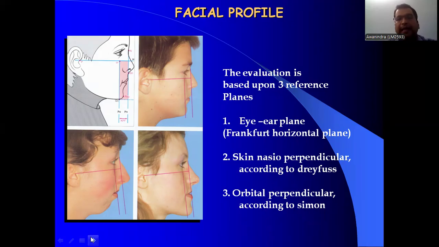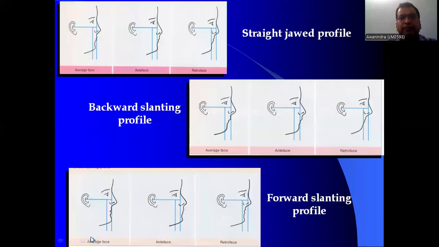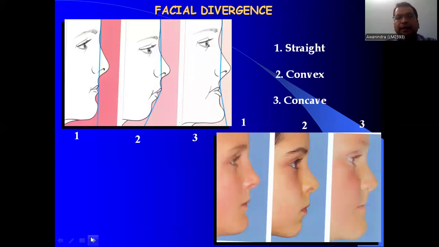These three points are connected, and we assess the profile of the patient, whether it is straight, concave, or convex: straight profile, backward slanting profile, and forward slanting profile. Facial profile may be straight, convex, or concave. Straight you will get in a class 1. Convex you will get in class 2, and concave you will get in class 3 malocclusion.